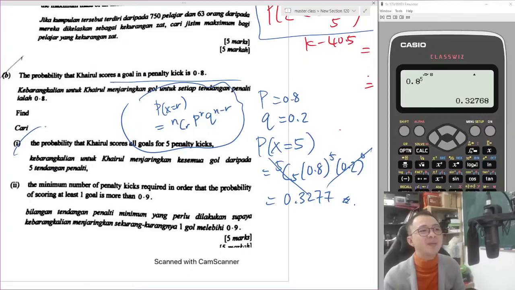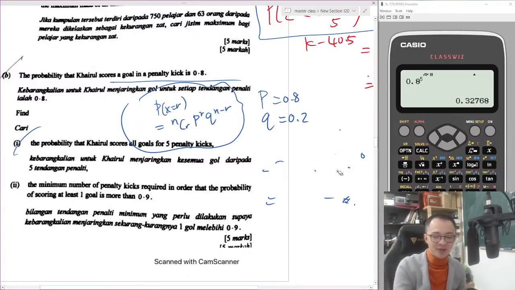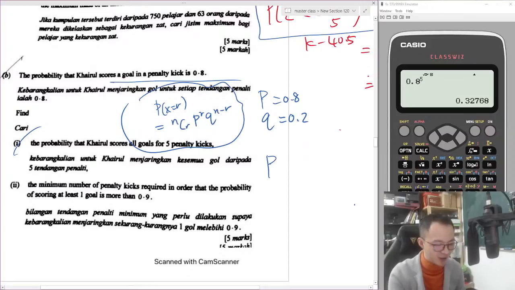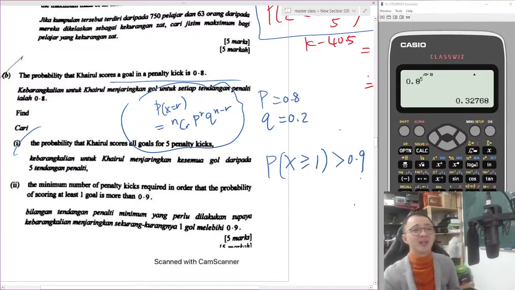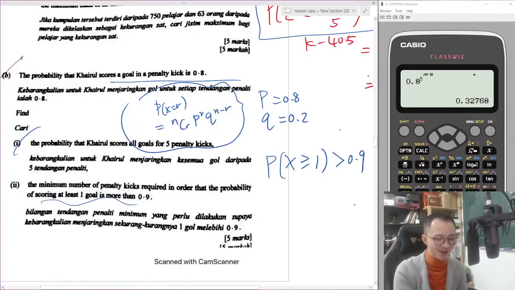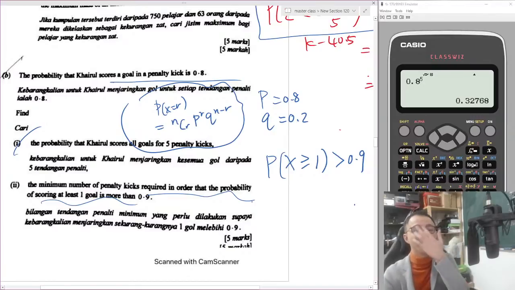Okay, so the minimum number of penalties required so that the probability of scoring at least 1 goal is more than 0.9. Right now they want you to deal with minimum, more than, and at least. So basically, when X is at least 1 goal, the probability should be more than 0.9. This is what they want to find, and then I need to find the minimum number for it. This question sounds a little bit confusing, but if you read carefully, it's still okay.